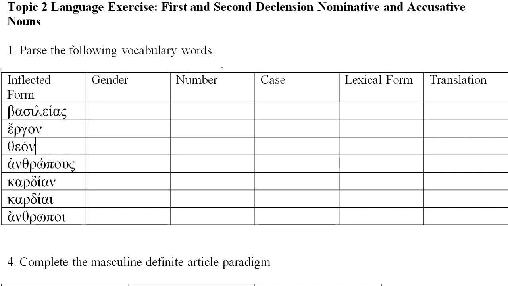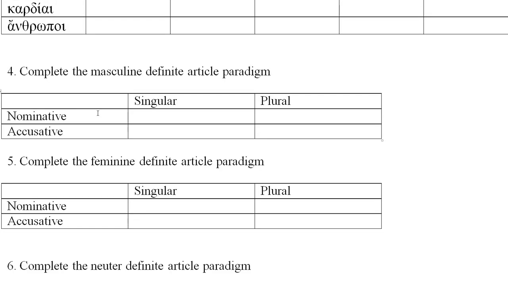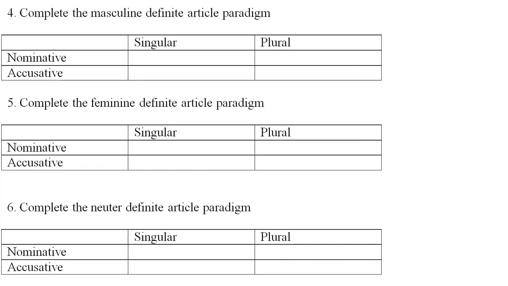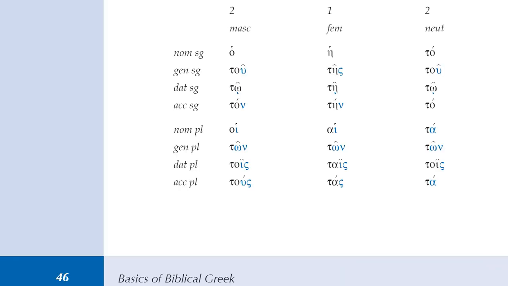So the language exercise 2 has a list of words to parse. I recommend first that we go down and fill in the chart of definite articles. We have this chart of definite articles, and we can fill this in by going to the textbook. We have the masculine definite article paradigm, feminine definite article paradigm, the neuter definite article paradigm. So we'll go to the textbook, and we're on page 46 of the textbook here. Here are the definite articles. And we have the masculines in this column, the feminines in this column, and the neuters in this column.